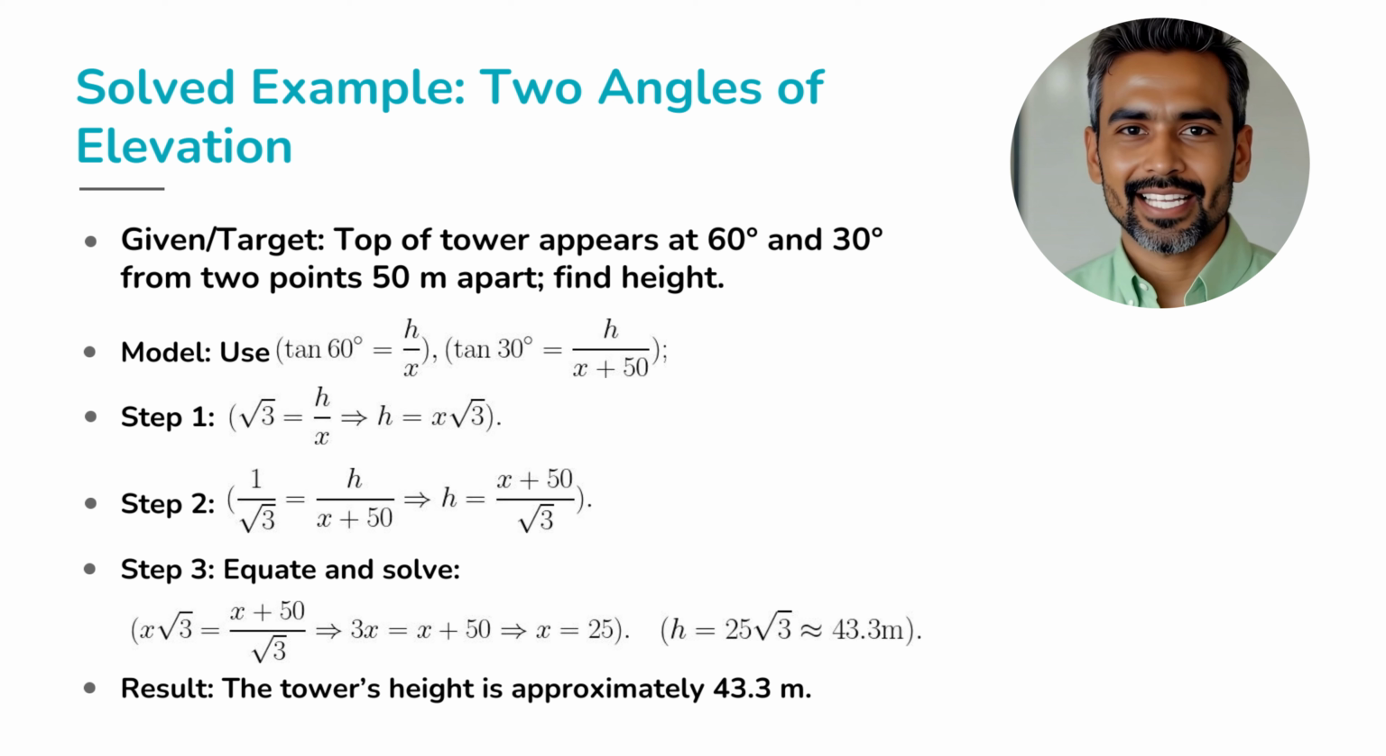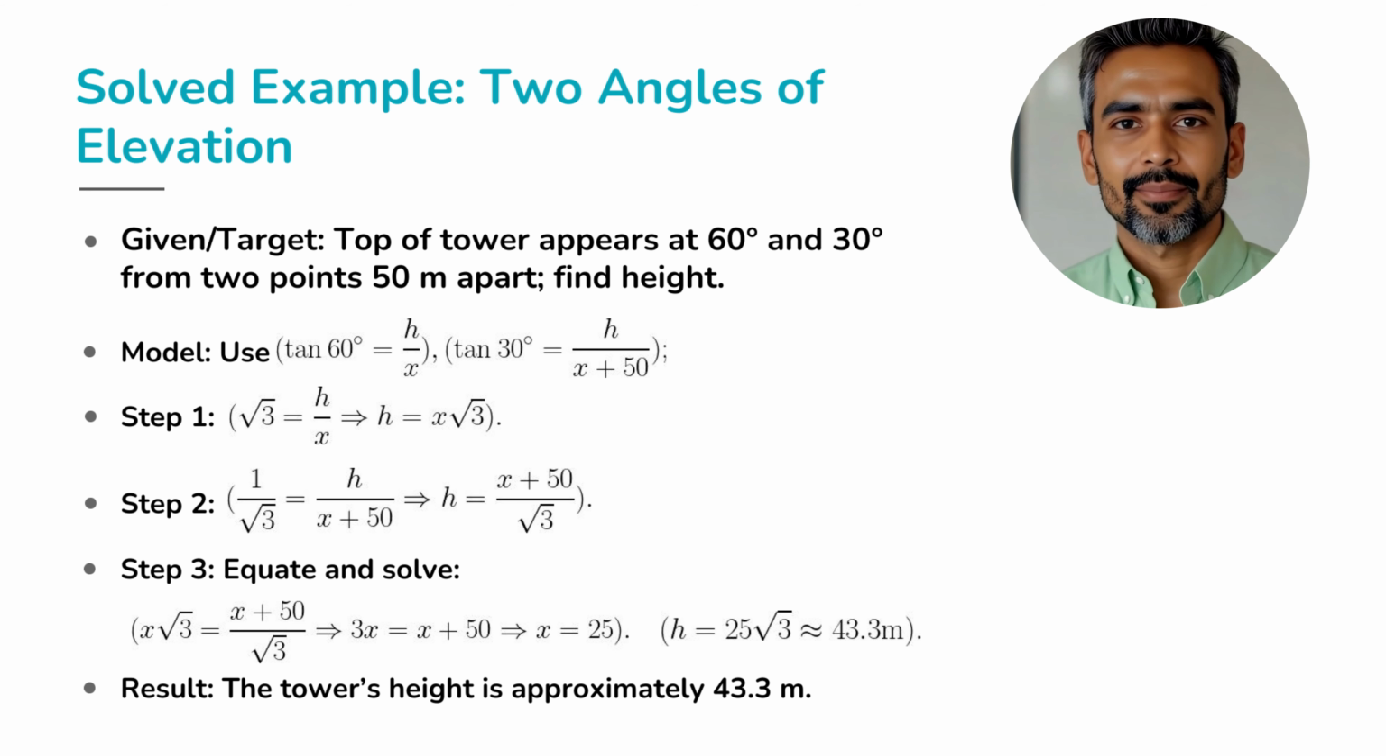Substitute back to find height h. h equals 25 times root 3, which is approximately 43.3 meters. Excellent. The height of the tower is roughly 43.3 meters.